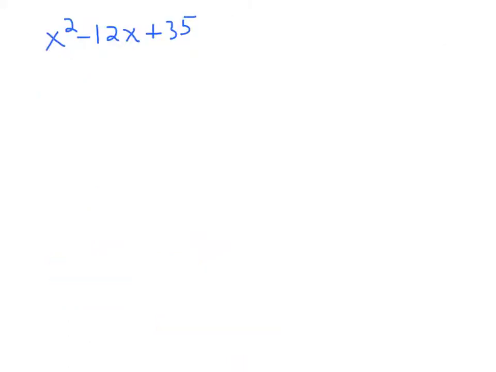Okay, let's look at another example. This time we have x squared minus 12x plus 35. So this is the same type of problem. It is important to notice today that we're talking about trinomials that have a leading coefficient of 1. That means the number in front of the x squared is a 1.